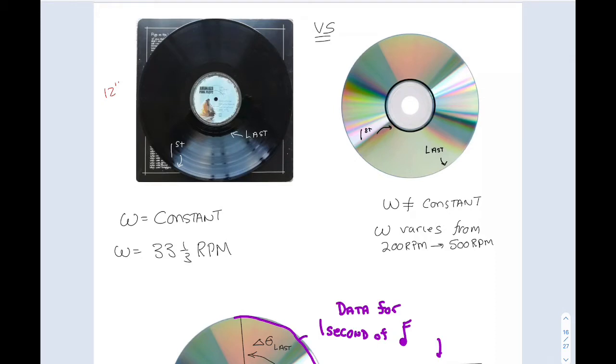We showed that when you use the vinyl record, it spins at a constant rate, so omega is constant. Omega is 33 1/3 revolutions per minute. It's not in the correct units; it has to be in radians per time. But this revolutions per minute represents the rotation rate. It doesn't matter whether you're playing the first song or the last: the first song is on the outer part of the record, the last song is on the inner part, and it always spins at a constant rate.